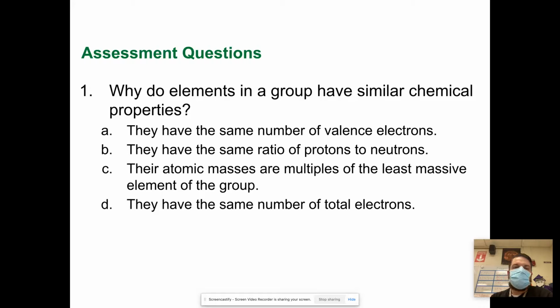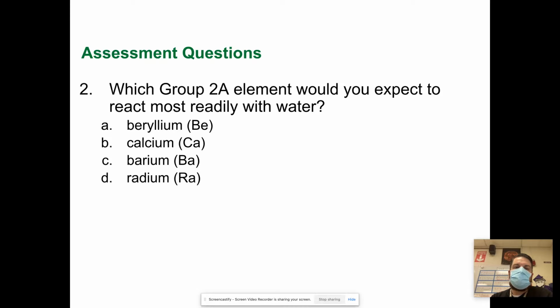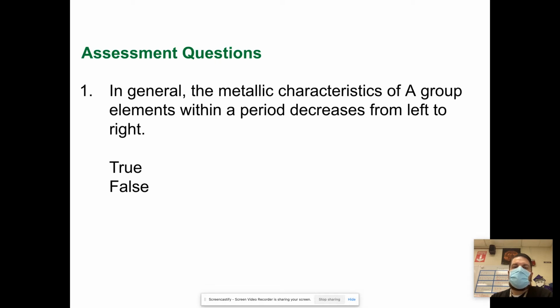Why do elements in a group have similar chemical properties? What do you guys think? A, B, C, or D? Let's say they have the same number of valence electrons. Group 1 has 1 valence electron, group 2 has 2, group 8 has 8, so on and so forth. Group 2A, what would you expect to react most readily with water? Radium. In general, the metallic characteristics of A group elements within a period decrease from left to right. True or false? True.